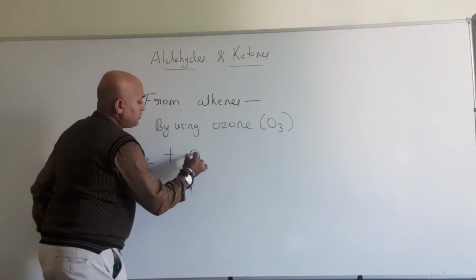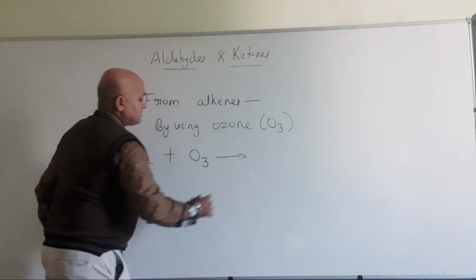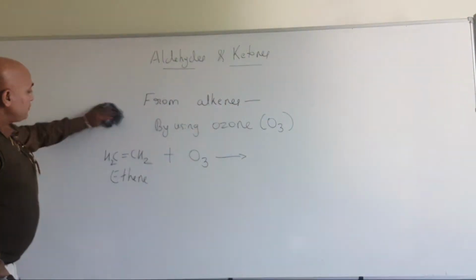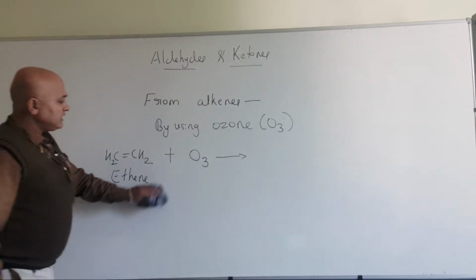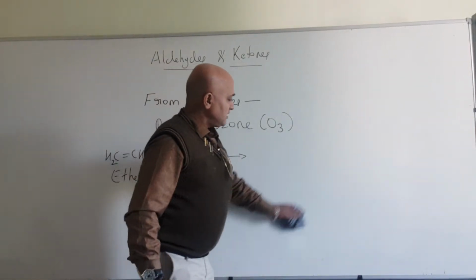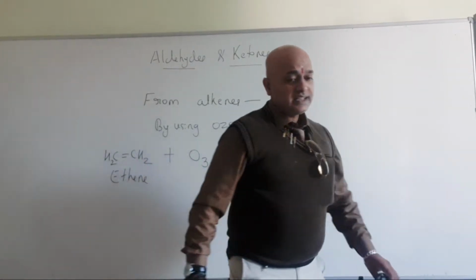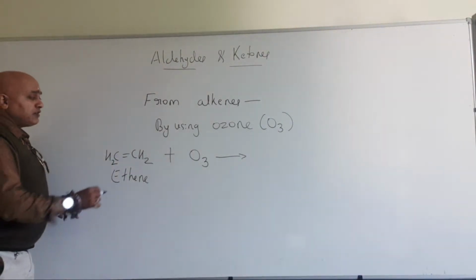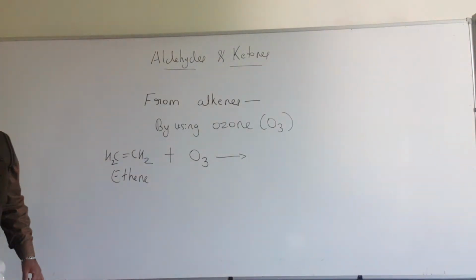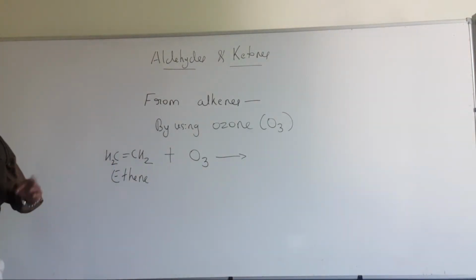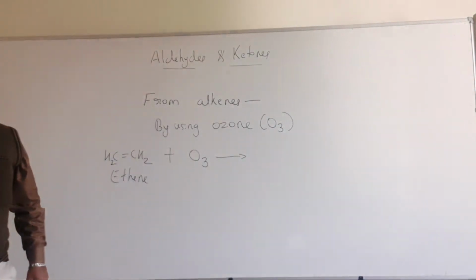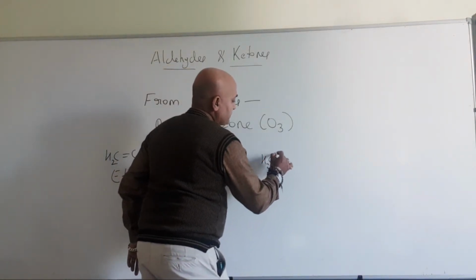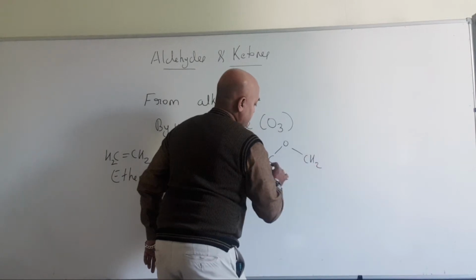So this molecule is going to react with ozone. All of us know that ozone is an oxidizing agent. Now there will be shifting of the double bond. The double bond will not be there. Pi electrons will be shifted to make a bond with the incoming element, oxygen. So therefore CH2, oxygen, CH2.